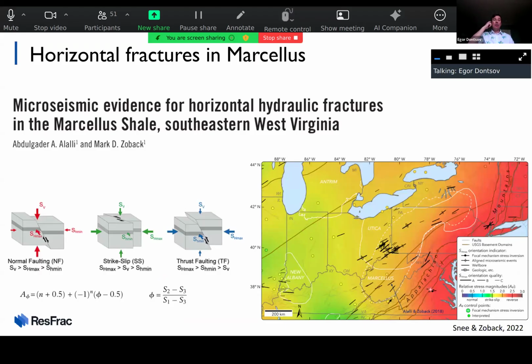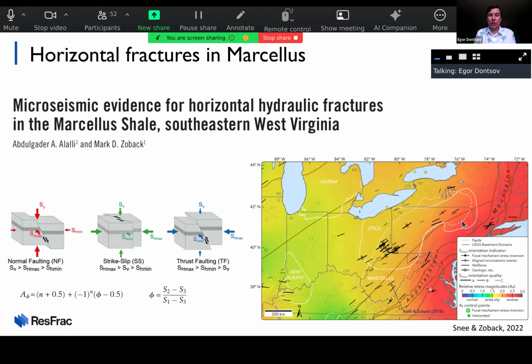The second one I want to cover is an observation in the Marcellus, by Alali and Zoback, 2022, fairly recently. The Marcellus has a fairly high stress regime. This is a stress map, again from Zoback.